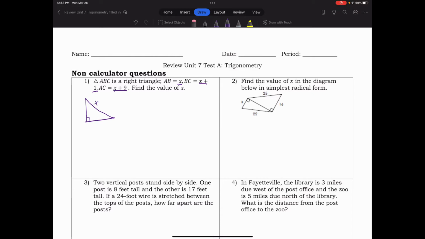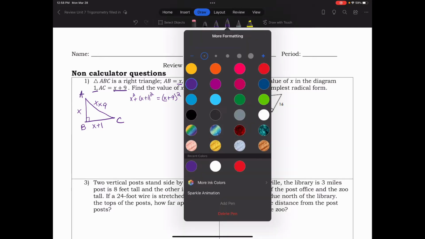I know that the x plus 9 side has to be the largest. So this is AC, this is B, this would be x, and this is x plus 1. I know it's a right triangle, so in the Pythagorean theorem, this is going to be x squared plus the quantity x plus 1 squared is equal to x plus 9 squared.